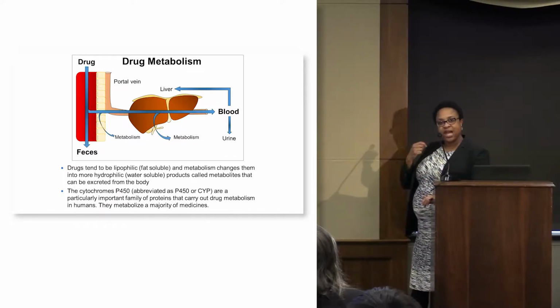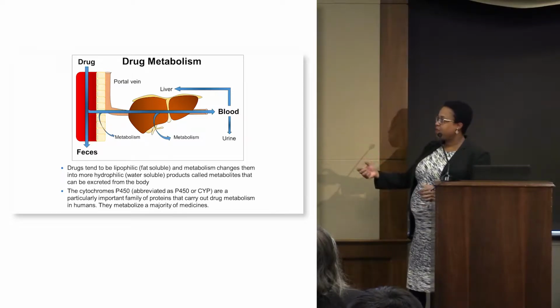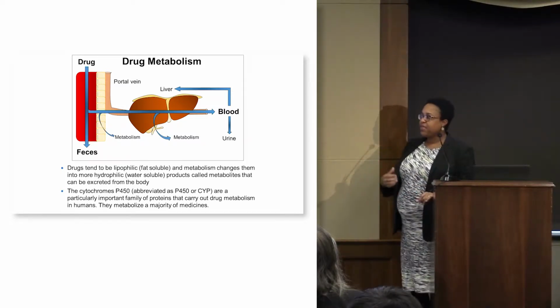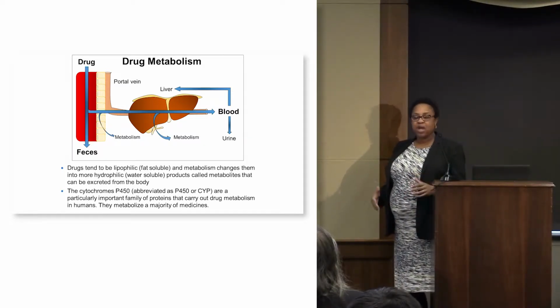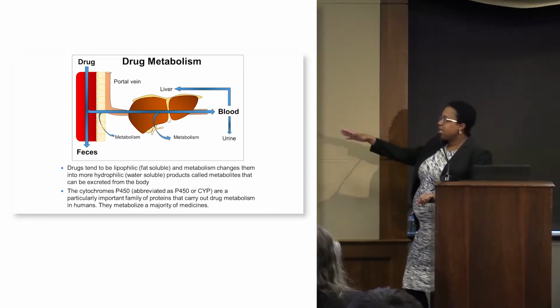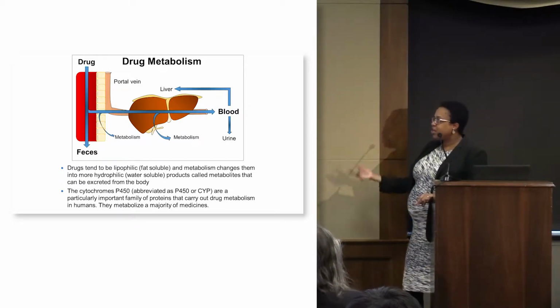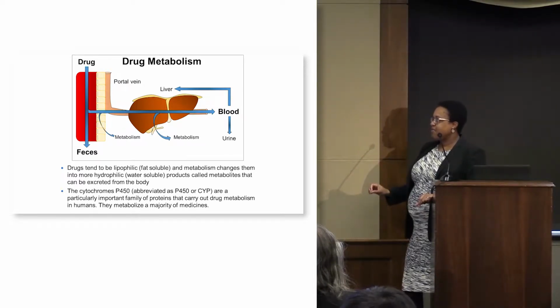So these are proteins that biochemically change the molecule. Drugs you take are fat soluble or lipophilic to favor absorption into your body. But since we recognize them as foreign compounds, we want to get rid of them. These drug metabolizing enzymes change the molecule of the drug into something more hydrophilic or water soluble. So those products of that process we call metabolites.